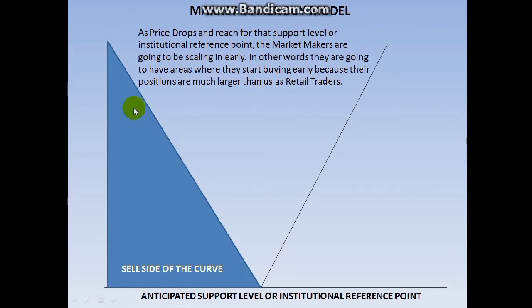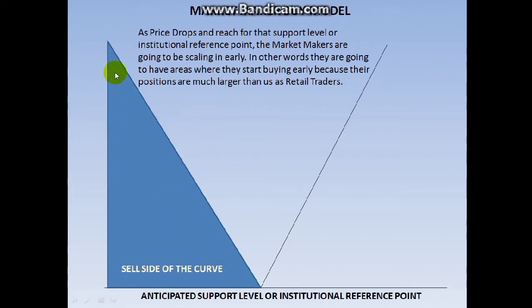So what does this mean? It means that even as price trades lower, the smart money and market makers, which have larger pockets than us as retail traders, are going to be buying early. Even in a down trade, smart money are going to be buying early in order to scale their positions, because they have large positions that cannot be filled with just a single transaction. So as price declines, reaching for that support level or institutional reference point, smart money are going to be accumulating even as price drops lower.